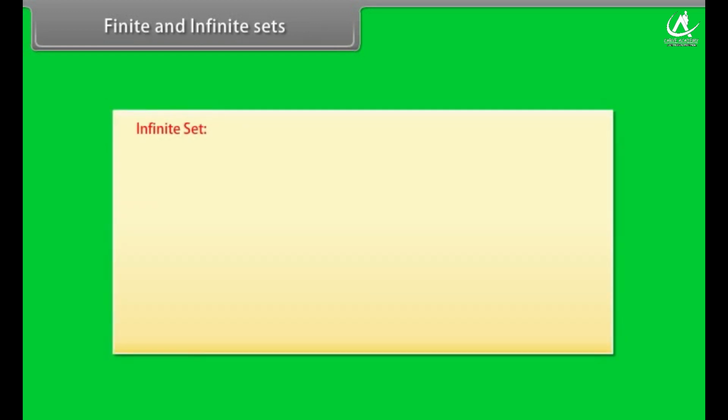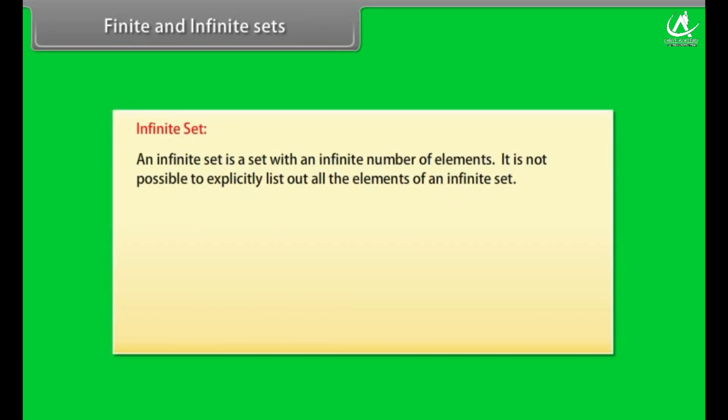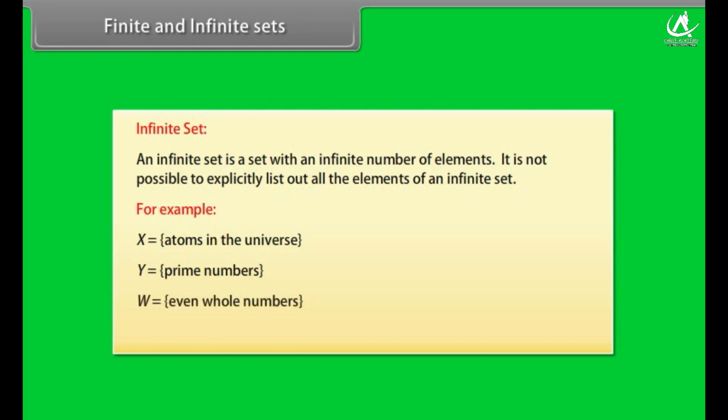Infinite set. An infinite set is a set with an infinite number of elements. It is not possible to explicitly list out all the elements of an infinite set. For example, X is a set of atoms in the universe, Y is the set of prime numbers, W is a set of even whole numbers, are infinite sets.